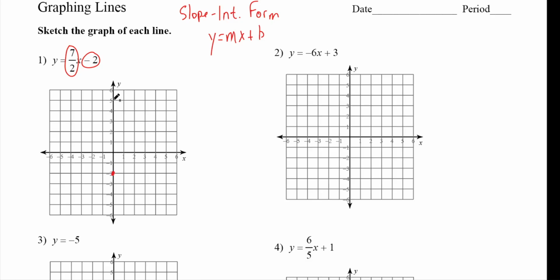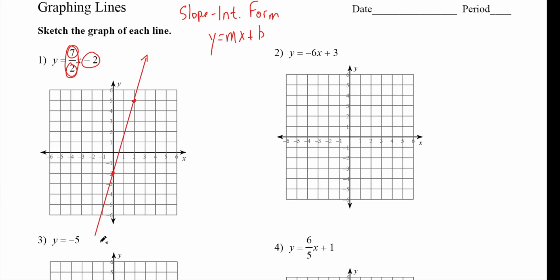We don't put a dot yet. We still have to do what? We got to run. So we go to the right. It's a +2. Positive is to the right. We already did the -2. This right here is the run. This is our rise. We rose 7. We ran 2. The y-intercept is -2. Everybody got that? And then we just connect them. Easy as that.